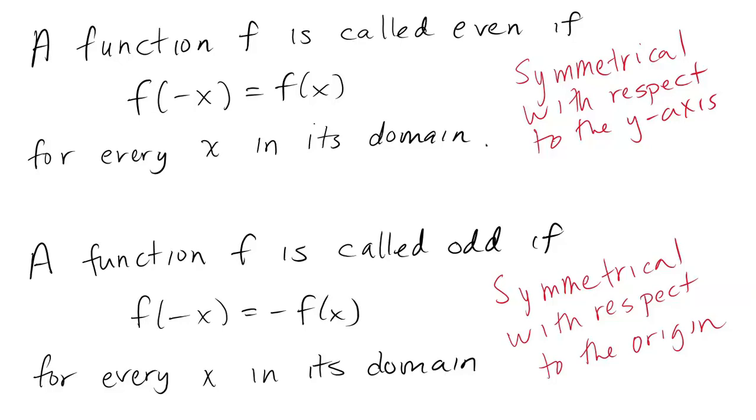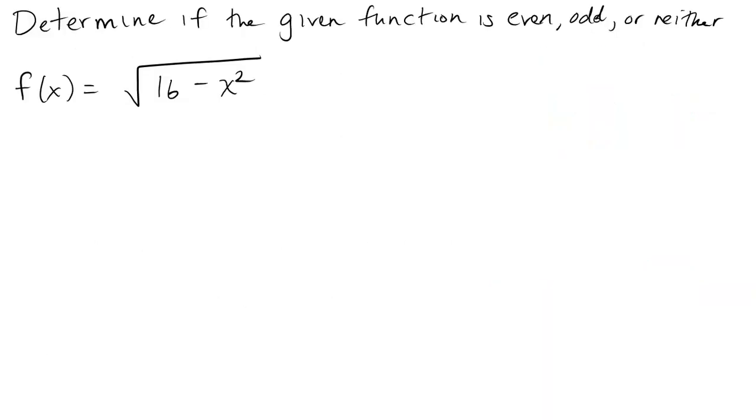So let's look at an example. This says determine if the given function is even, odd, or neither. And the function we're looking at is f of x equals the square root of 16 minus x squared. I chose to do this example first because we can cheat on this example. Without having to do the algebra, we already know whether this function is even, odd, or neither. The graph of this function is a semicircle. It's the upper half of the circle of radius 4 centered about the origin.